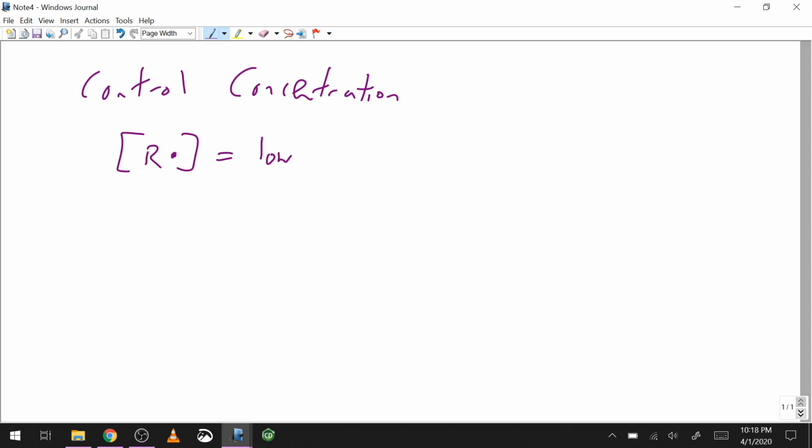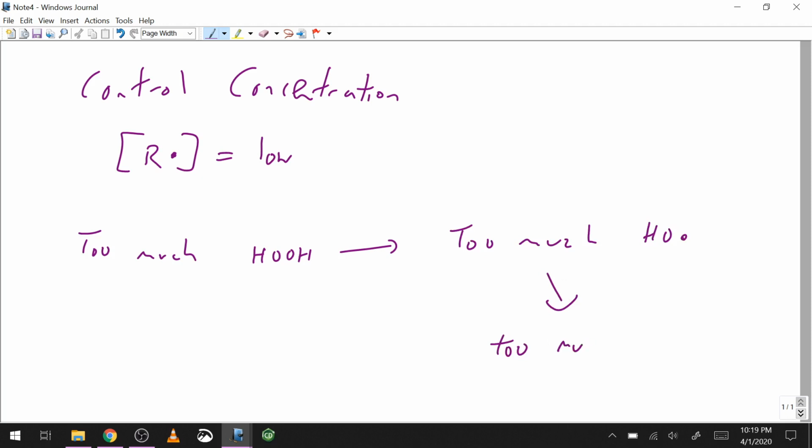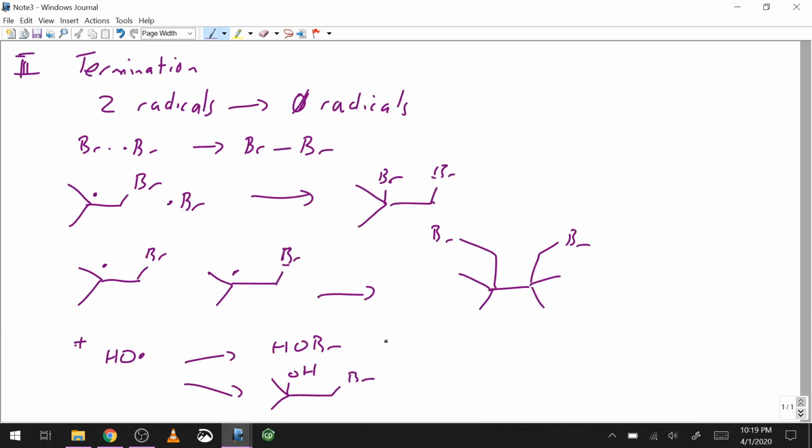If I use too much initiator, then I get too much radical, and from there I get too much termination. Remember, every termination kills off two of the radicals that I needed to do the reaction with. So the higher the radical concentration, the worse this reaction is going to work.